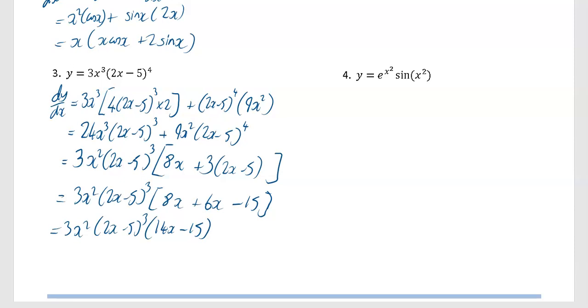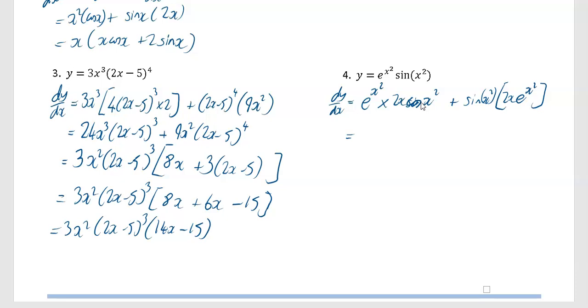Okay, example 4, we've got a product again. We've y is equal to e to the x squared times sine of x squared. So I'm just going to use my method, which is write down the first and differentiate the second. So if I differentiate the second, it's going to be cos of x squared. Differentiate the angle, you're going to get 2x. And then this time we're going to write down the second, and we're going to differentiate the first. It's going to be e to the x squared, and differentiate the x squared, you're going to get 2x.